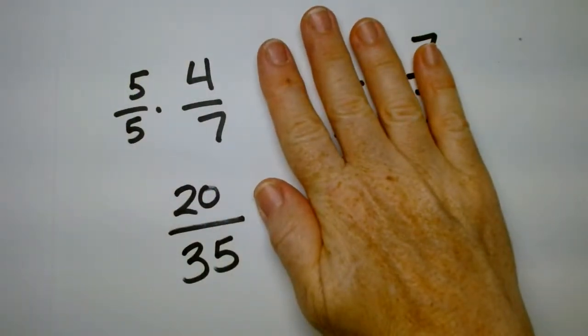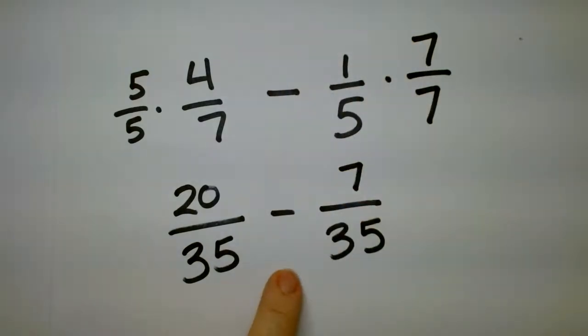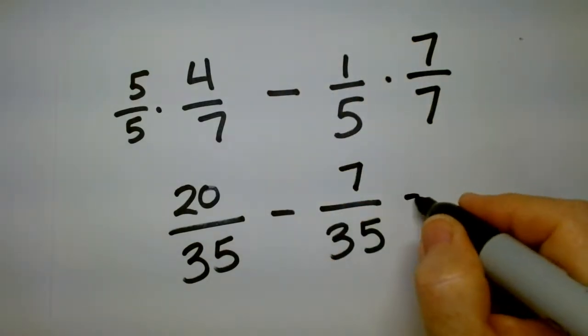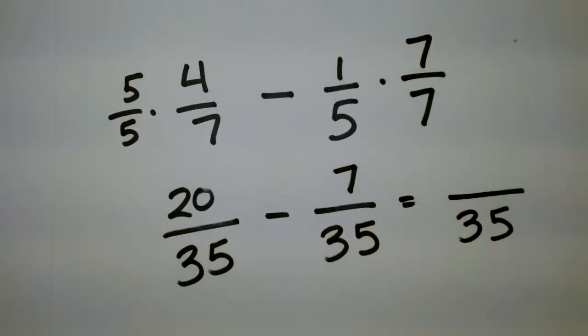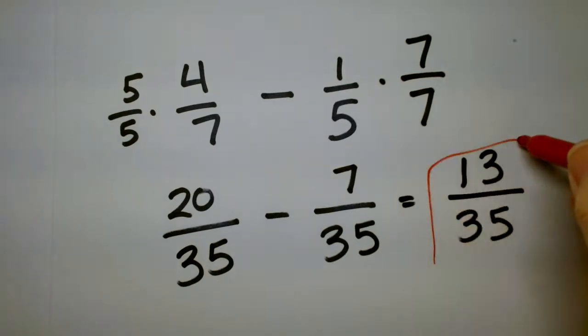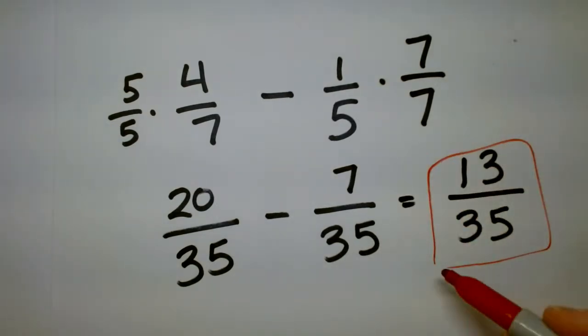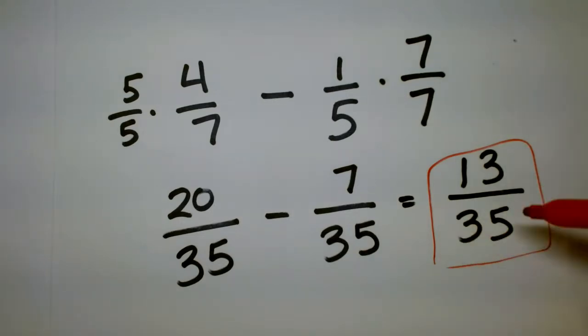So you're going to take each one in turn, and now you get to do the fun part. Okay, so write down 35 on the bottom, and 20 minus 7, that is 13. And I can't reduce it anymore. 13 is prime, and 35 doesn't have 13 as a factor. So there's your final answer.